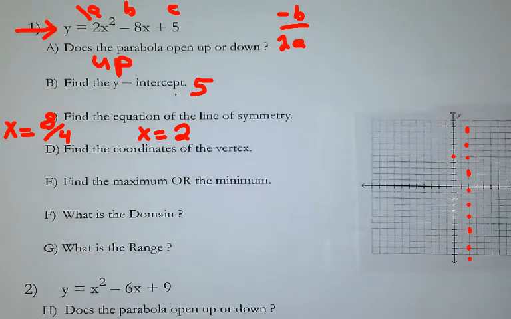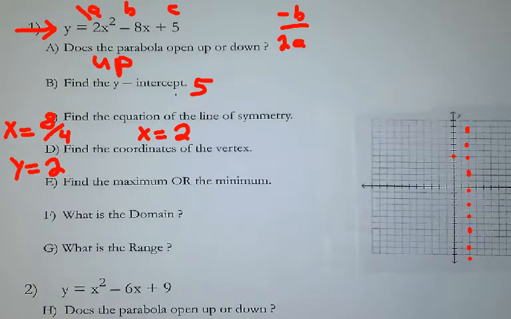So I have 2 times, I'm going to plug 2 in. Why am I plugging in 2? Because the vertex has to be on this line somewhere. 2 squared is 4, so I'm going to have 2 times 4. Let me write that right here. So I'm looking for y. What the heck is y? Well, it's 2 because of that 2. And then I put 2 in here.